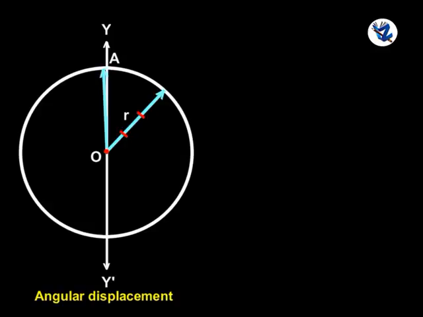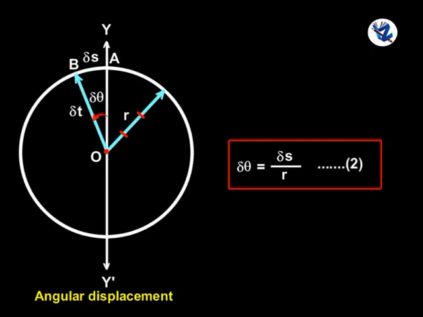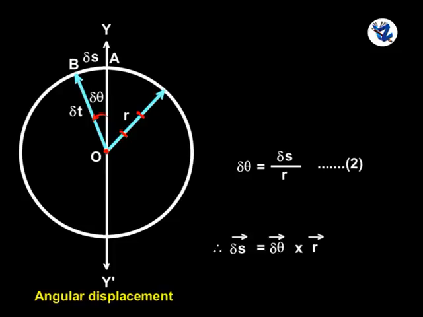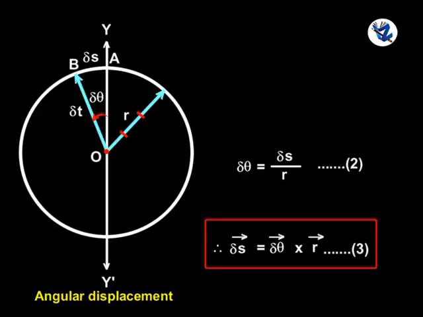When the particle performing circular motion moves from A to B in a very short time interval delta t, then it describes the arc length delta S. So the angle traced by the radius vector at the center of the circle is delta theta. So in this case, delta theta is equal to delta S upon R, say equation 2. Instantaneous angular displacement is a vector quantity. Therefore, delta S vector is equal to delta theta vector cross R vector, equation 3.